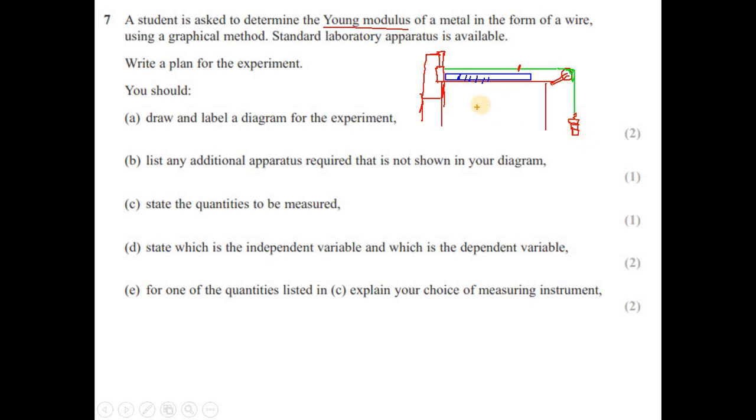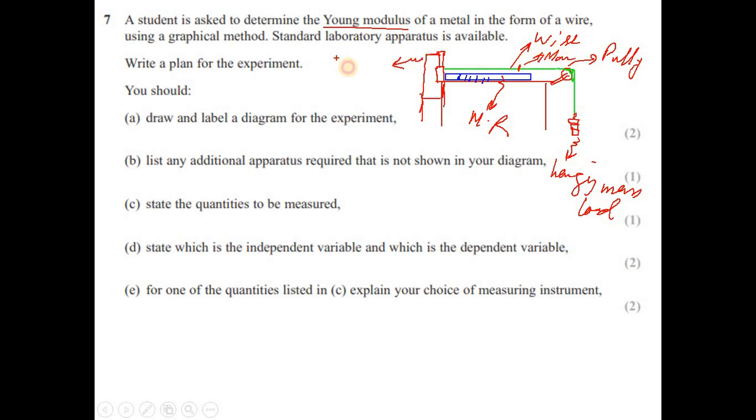I'm sorry about that drawing. I'm not good at it, but that's how you can draw the diagram, and you can mention some of the names, like you can say this is your pulley, and this is your hanging weight or hanging mass, or you can say it is a load, and this is a meter ruler, this is a wire, and this is a marker, U clamp, like that. So that's the diagram you need to draw for part A.